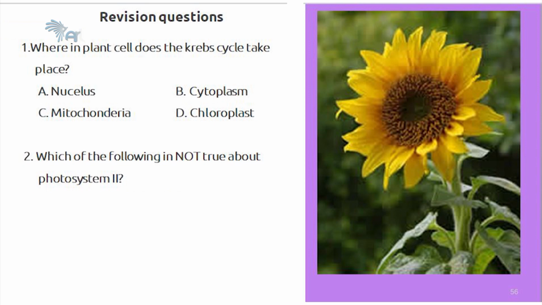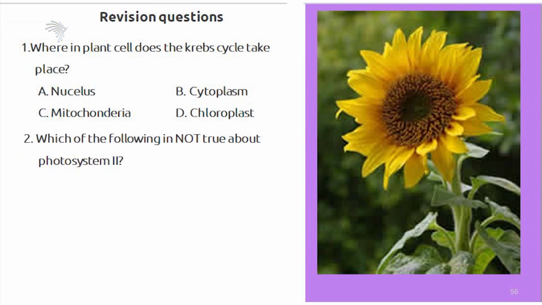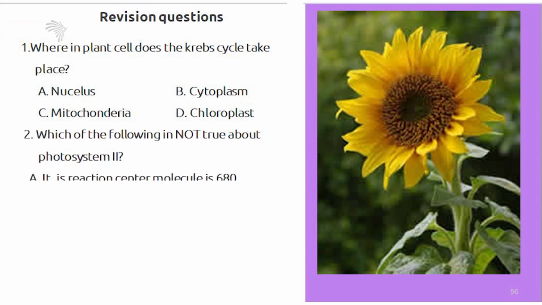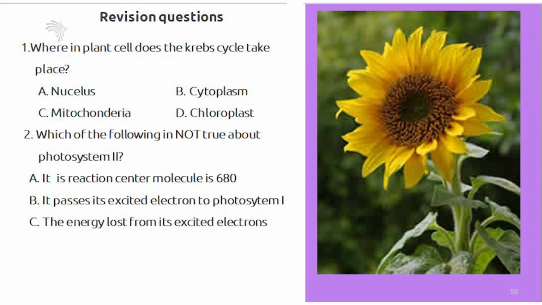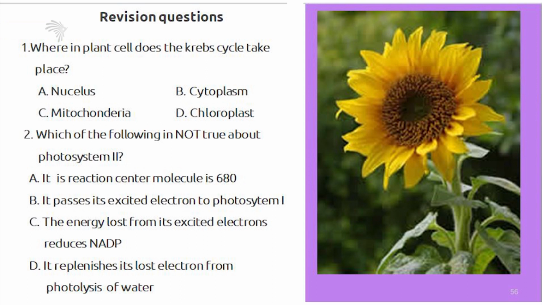Question number two. Which of the following is not true about photosystem 2? A. Its reaction center molecule is P680. B. It passes its excited electron to photosystem 1. C. The energy lost from the excited electron reduces NADP. D. It replenishes its lost electron from photolysis of water. The wrong answer is here, C. If you have said C, you're correct.